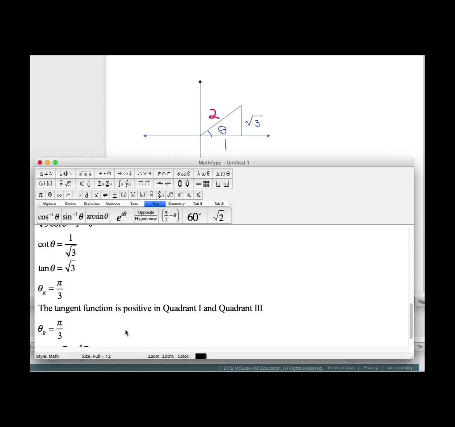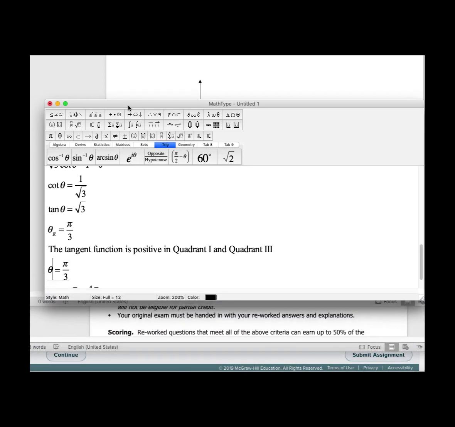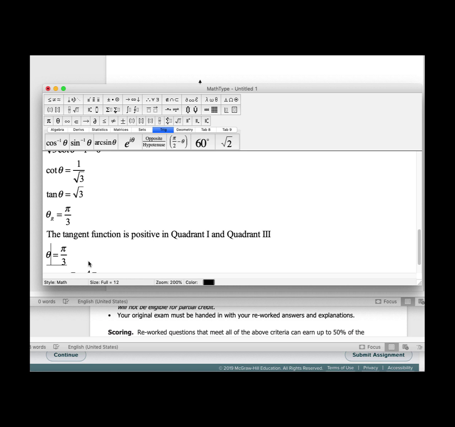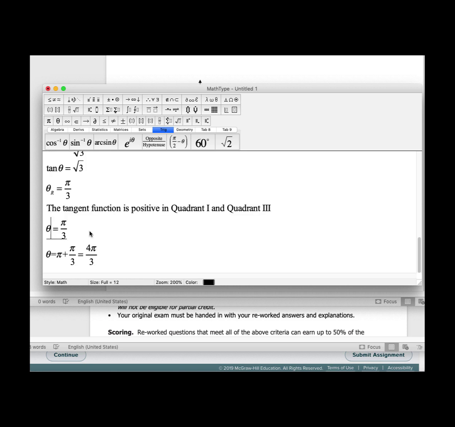But this one asks for all possible values. So we not only want the pi over 3, we also want the values for any multiple of pi over 3. So if we take pi over 3 and add 2 pi k, where k is an element of the integers, that would work. And we could do the same thing for the second angle that we got of 4 pi over 3.